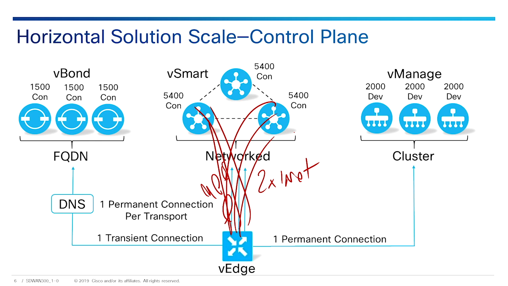The vSmart connections scale to 5,400 connections, and each vManage cluster instance is up to 2,000 devices. So 5,400 for each vSmart, and then we have 2,000 for each vManage. Each vSmart has its own IP address, and the balancing is done automatically by the solution. So you're going to make connections, and it's going to load balance automatically.